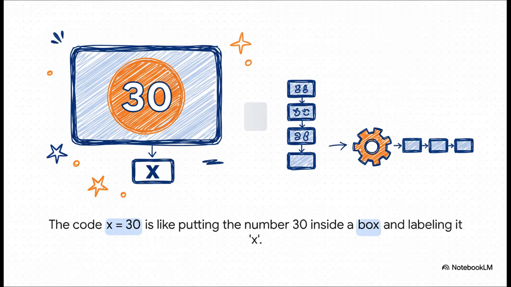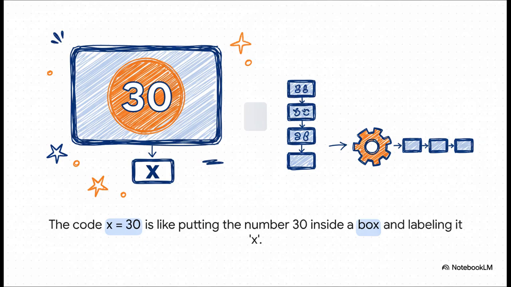And check this out. This is exactly what it looks like. When we type x equals 30, we're literally telling Python, hey, see this number, 30? Put it in a little box for me and just label that box x. Now, anytime our program needs that number, we just say, hey, go get what's in x.